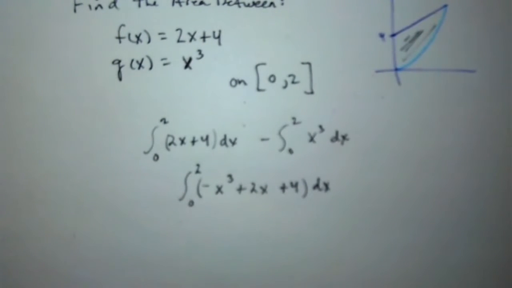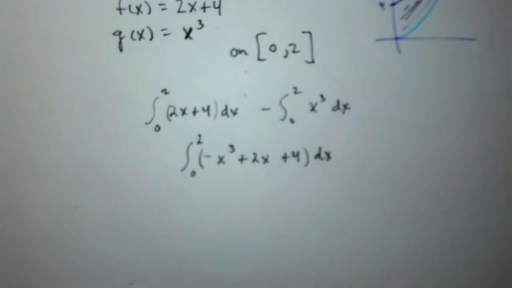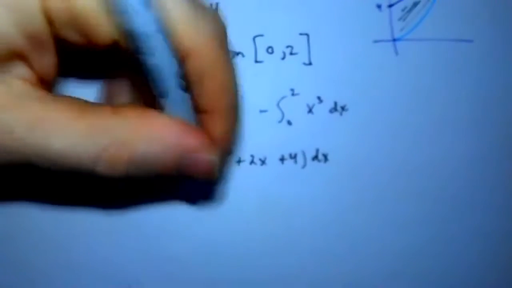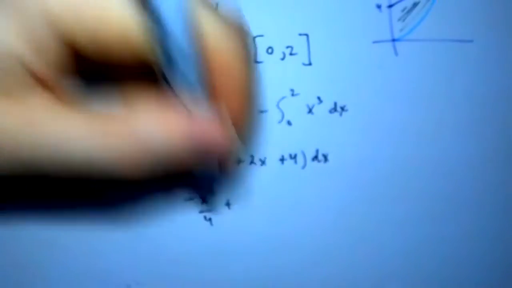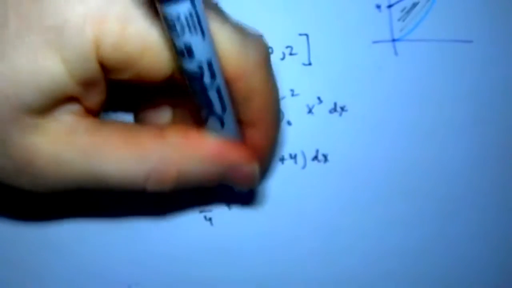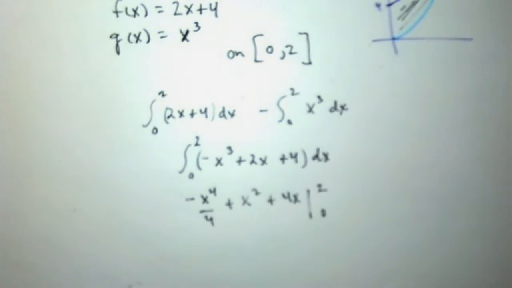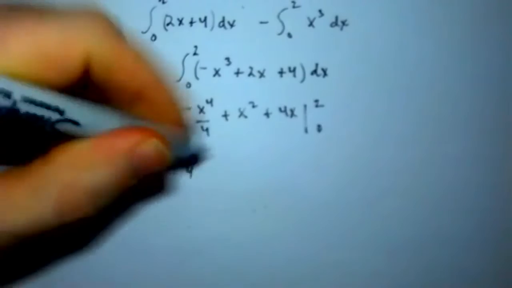Okay, so let's take a look. If we were to integrate this, you would have what? Remember, to integrate you increase the power, so we add one to the power. So this is negative x to the fourth over four plus 2x squared over 2, so just x squared, plus 4x with bounds of 0 to 2. Does anybody have any questions there? Okay, next up, I'm going to call this now negative 1 fourth x to the fourth, just write it a little nicer.